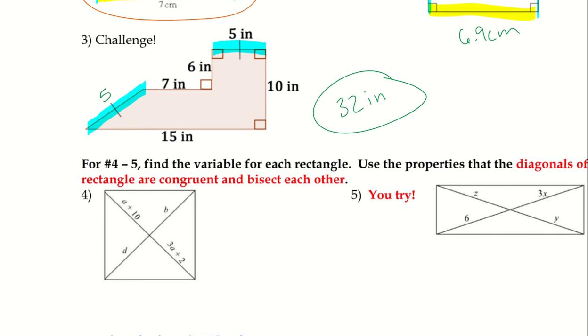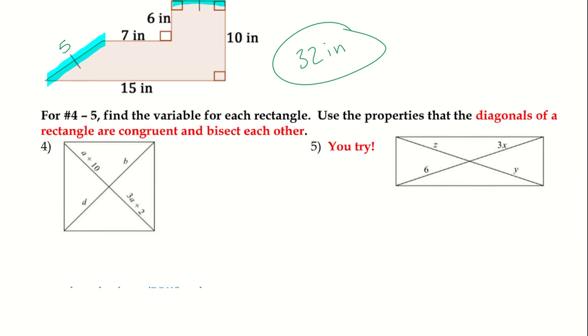All right, let's go ahead and take a look at 4 and 5. So find the variable for each rectangle. Use the properties that the diagonals of a rectangle are congruent and bisect one another. So they are all congruent to one another.